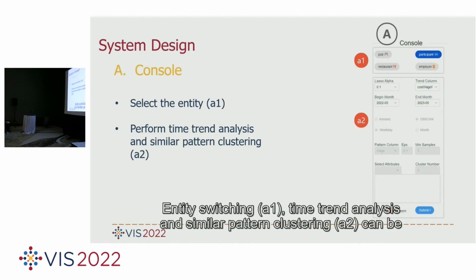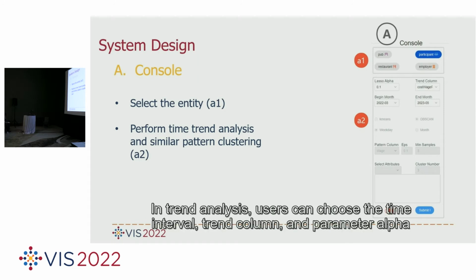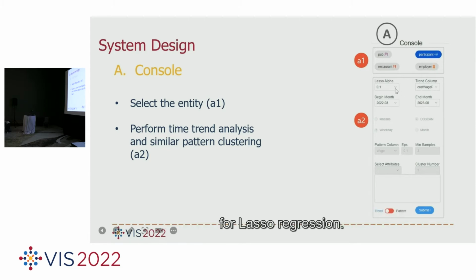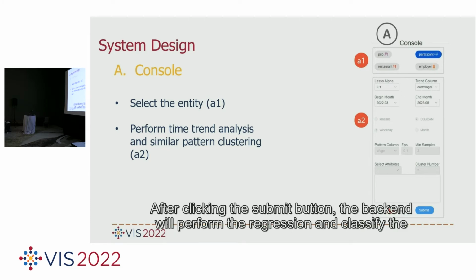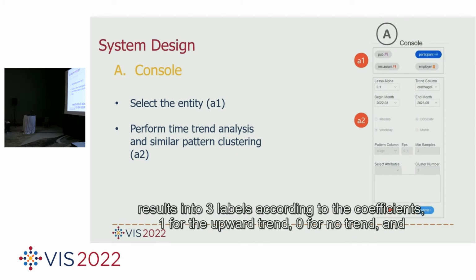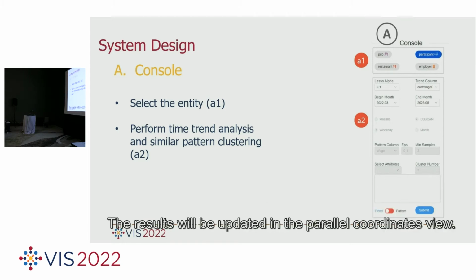Entity switching, A1, time trend analysis and similar pattern clustering, A2, can be performed. In trend analysis, users can choose the time interval, trend column, and parameter alpha for lasso regression. After clicking the Submit button, the backend will perform the regression and classify the results into 3 labels according to the coefficients: 1 for the upward trend, 0 for no trend, and -1 for the downward trend. The results will be updated in the parallel coordinates view.